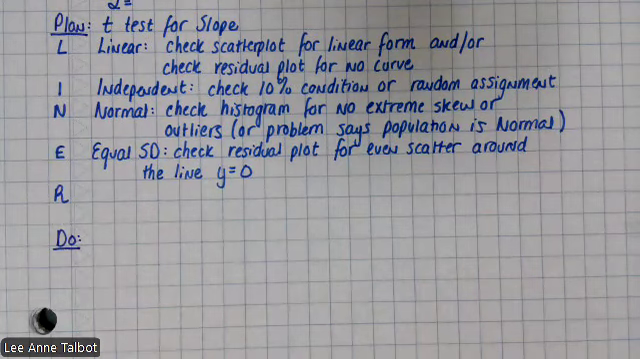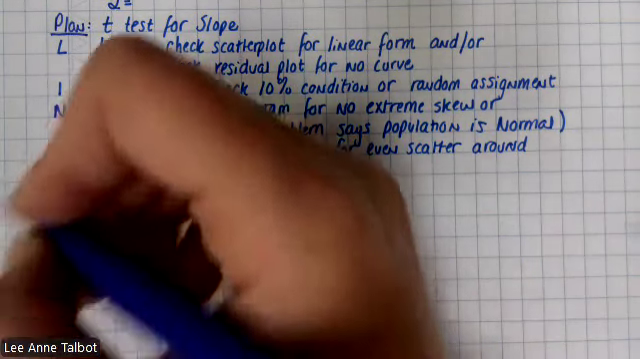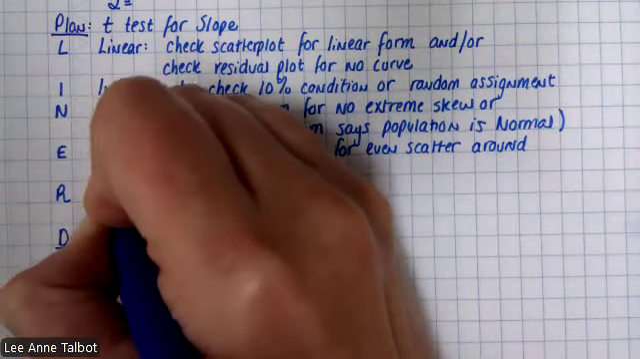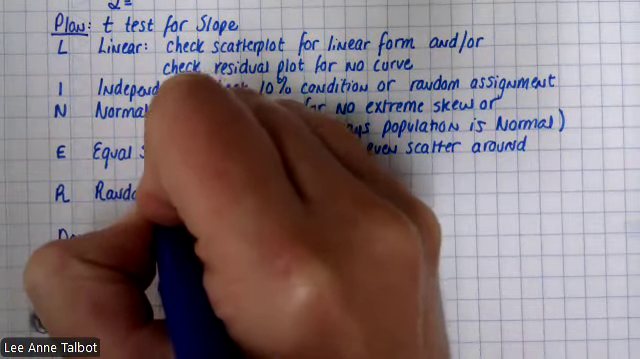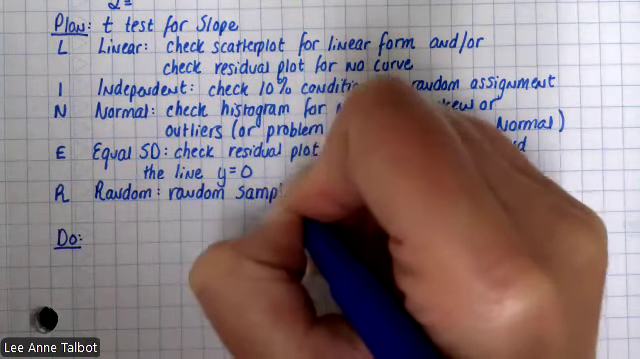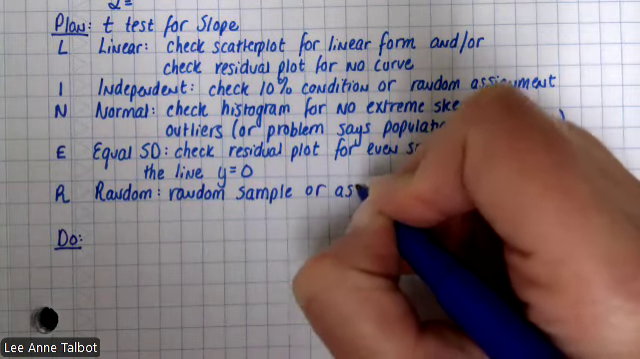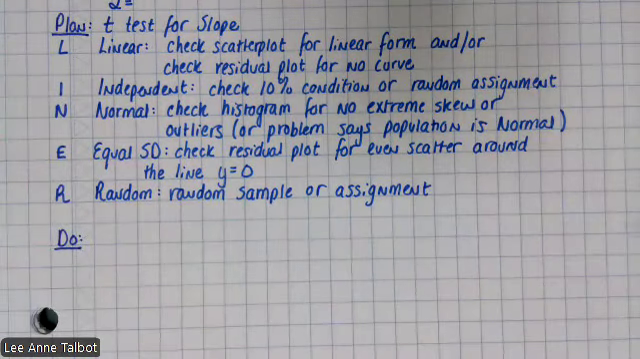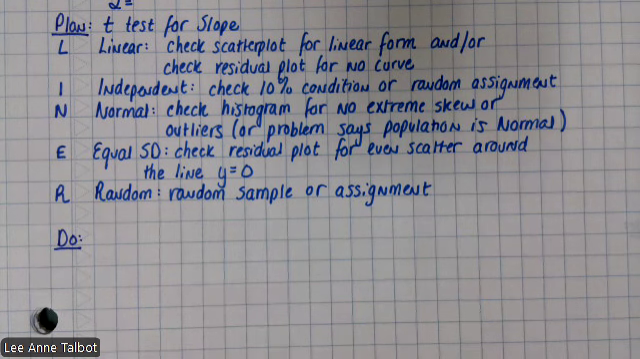Okay, and then our last one. What's R? Random. Random sample or assignment. If it's assignment, you don't do the 10%. Correct. And then it would just be linear instead of linear.